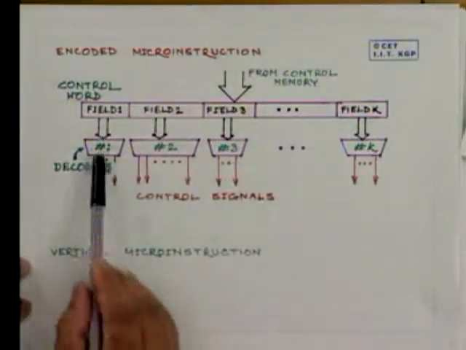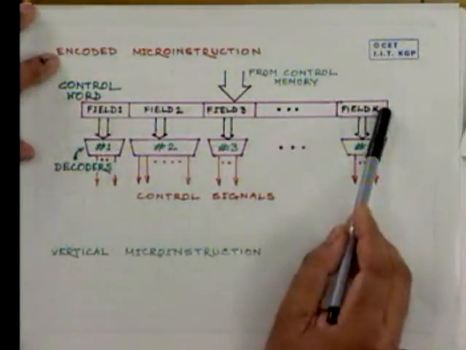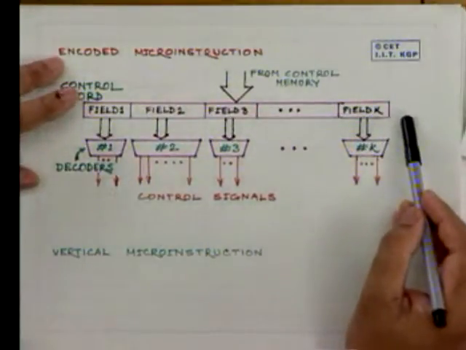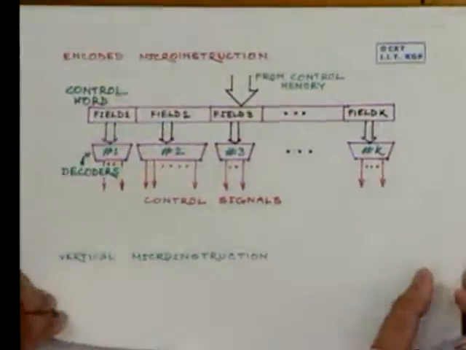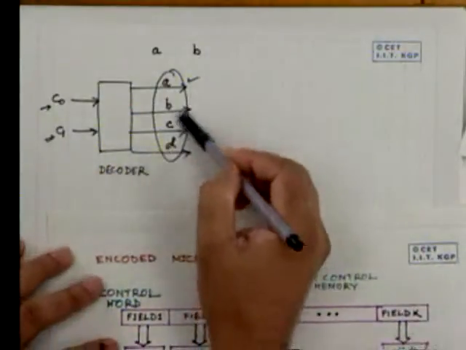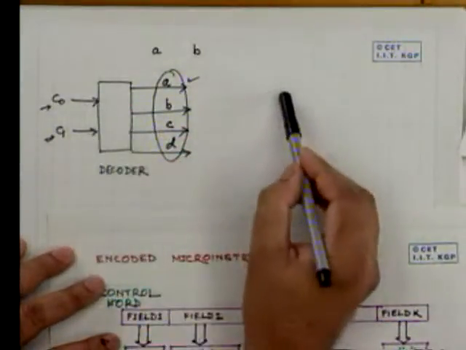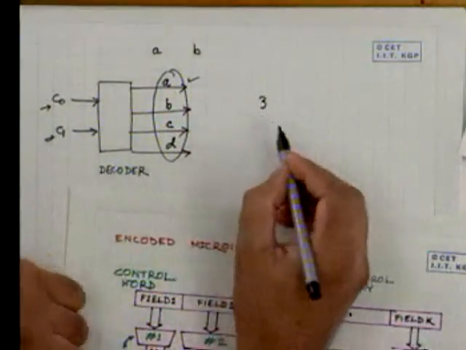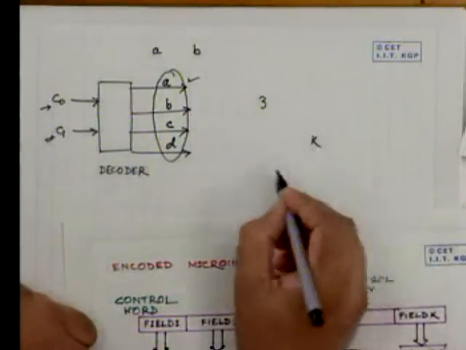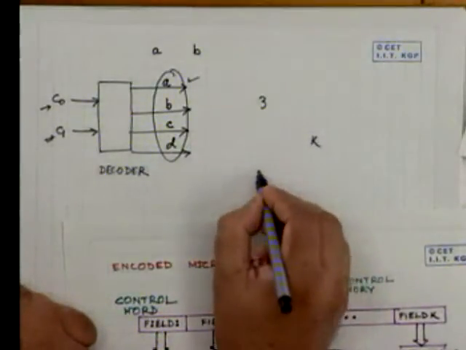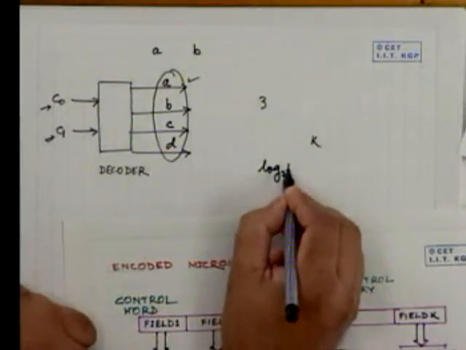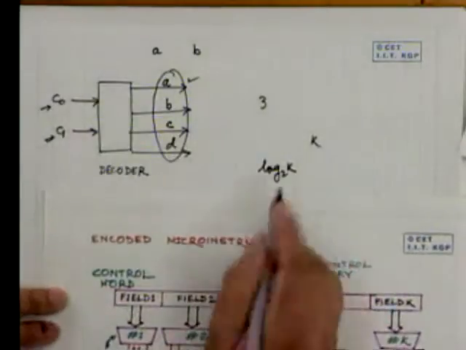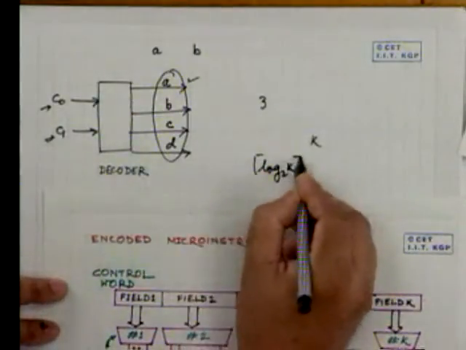This way, if we encode the entire control word, you can very easily see that the control word size turns out to be much smaller. For example, if there are 4 mutually exclusive control points, 2 bits are needed. Similarly, for 8 mutually exclusive control points, we need only 3 bits. In general, if there are k control points which are mutually exclusive, then we can have log2 of k bits in the field, the ceiling of it, right?